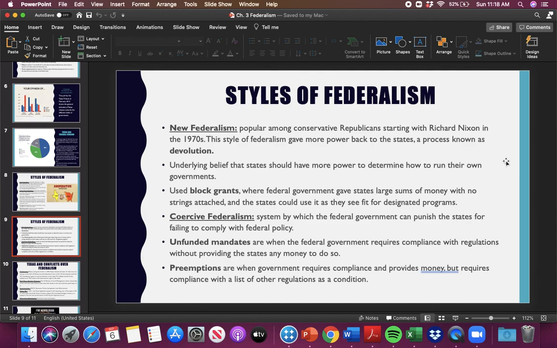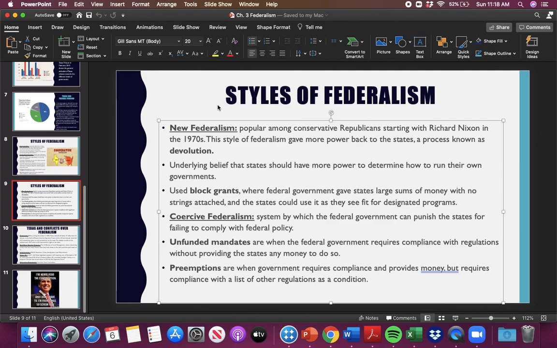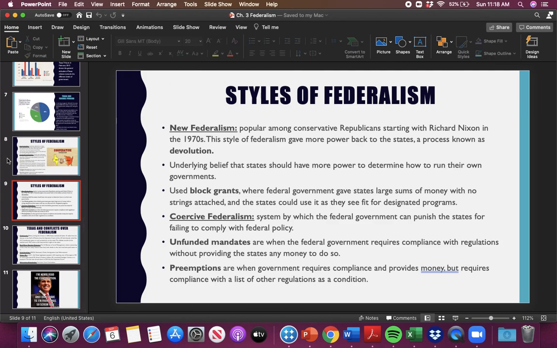New federalism was kind of the conservative response to cooperative federalism. Conservatives did not like this involvement of the federal government in state affairs. So, starting with Richard Nixon and going all the way through Ronald Reagan, they start this process called devolution to give some power back to the states. Conservatives always believe that the states should have more power to determine how to run their own government.